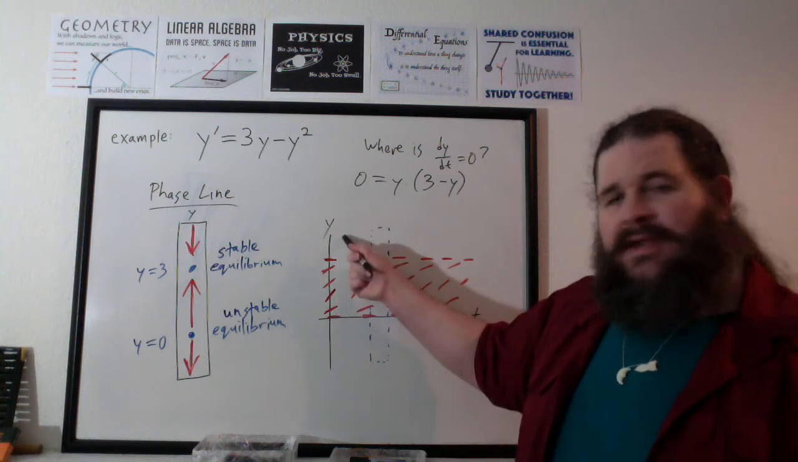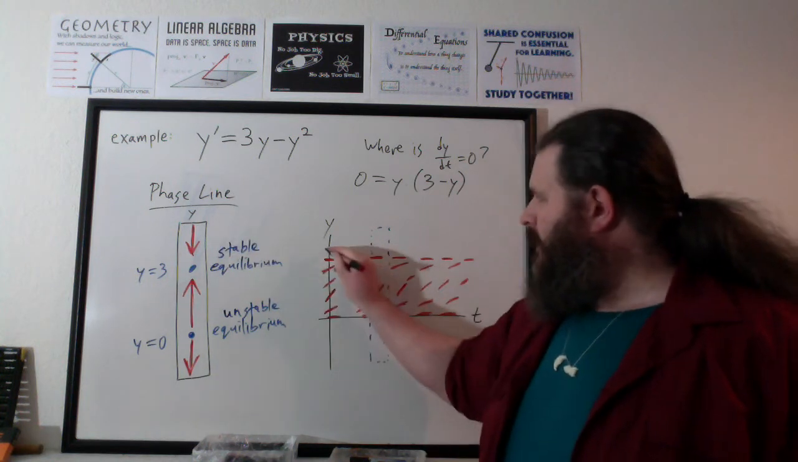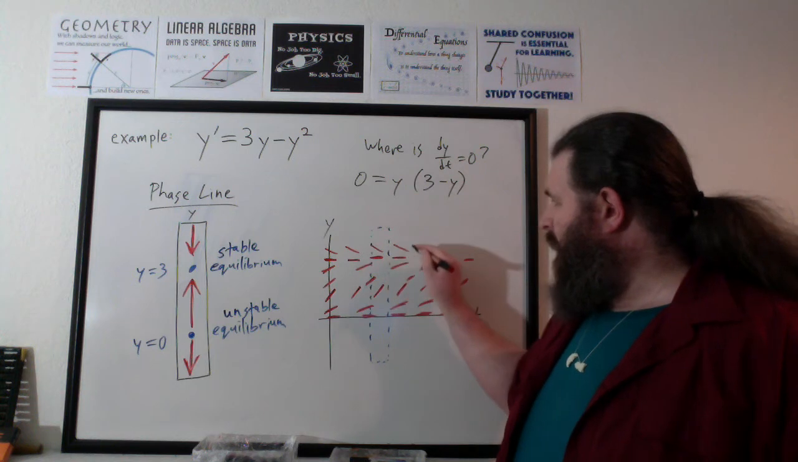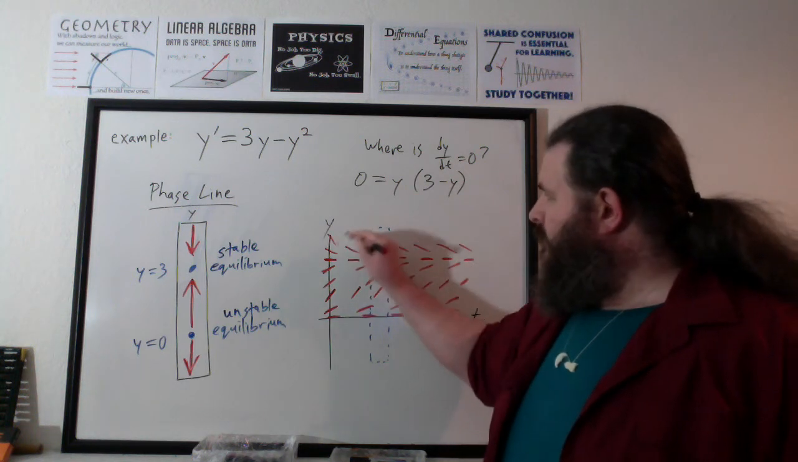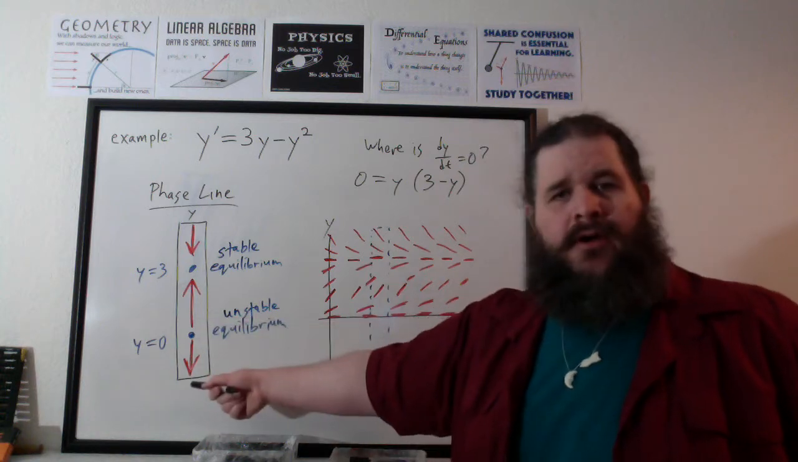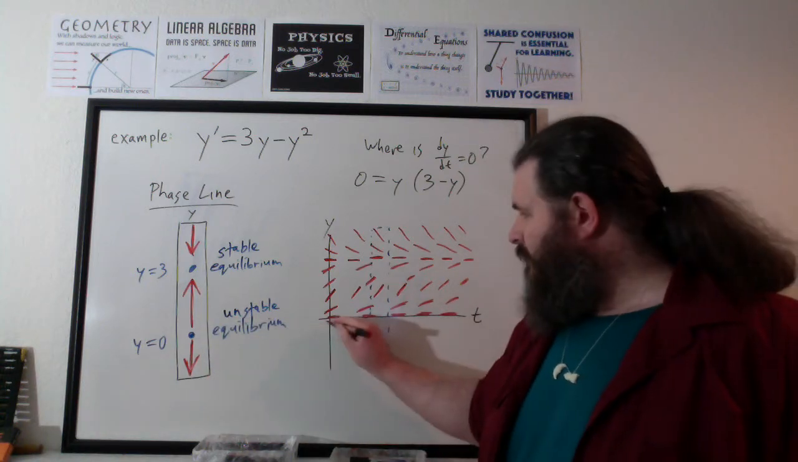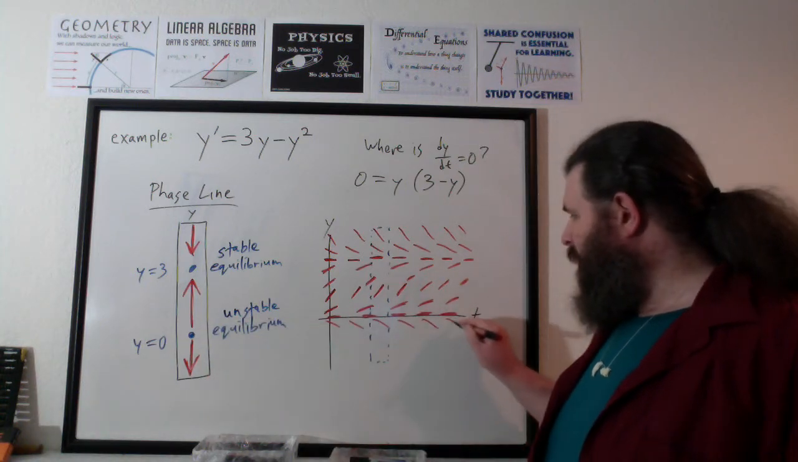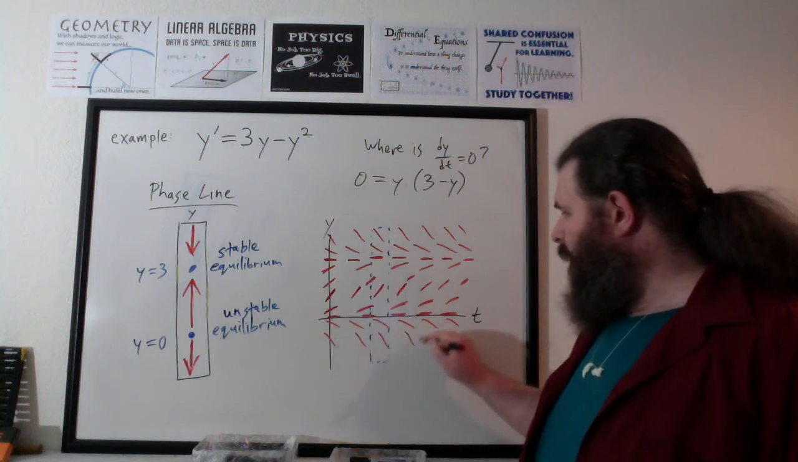But if we're above 3, we're going to have a negative slope. Again, pretty close to 0 if we're near 3, and then steeper further up. Likewise, if we're below 0, we're going to have a negative slope, pretty close to flat if we're near the equilibrium solution, and then steeper as we get further away.